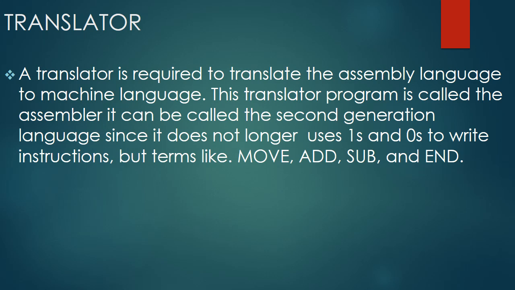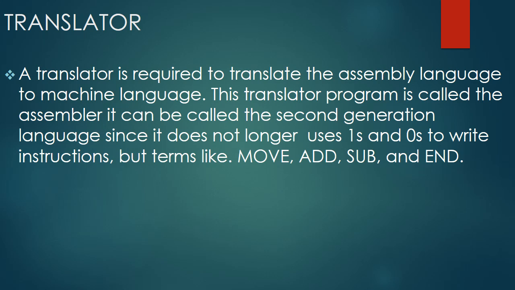Translator. A translator is a computer program that converts source code into machine code or object code. A translator is required to translate the assembly language to machine language. This translator program is called the assembler. Whenever we hear of assembler, we should know that it is a translator program that converts source code into machine code.